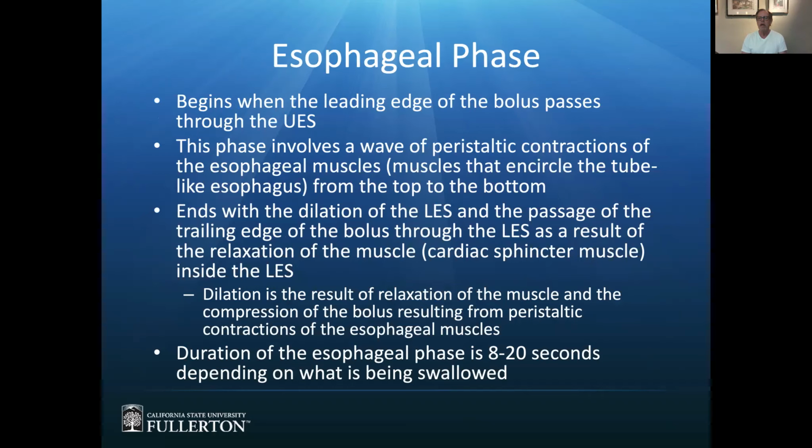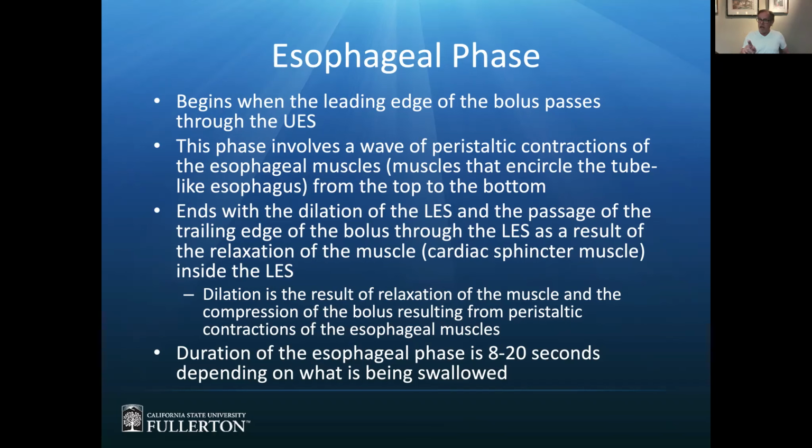And this phase involves a wave of peristaltic contraction of the esophageal muscles. Those are the muscles that do encircle the tube-like esophagus. So I gave an example of the intestines as having true peristaltic activity. So does the esophagus. And the phase ends when there's dilation of the lower esophageal sphincter and the passage of the trailing edge through that sphincter occurs. That has to occur with relaxation of the muscles inside that sphincter. It's called the cardiac sphincter muscle that's inside of it. Normally it's contracted. When you swallow, it's going to open at the appropriate time.